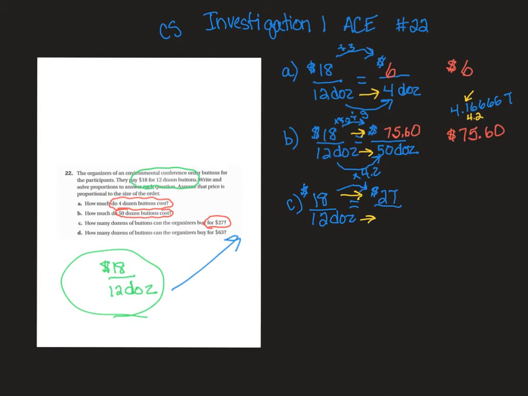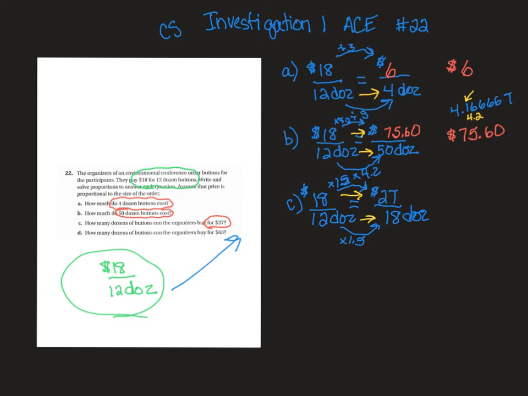And I would put that in my calculator, and that would be 27 divided by 18, and I would get 1.5. So this is times 1 and 1/2. Okay, and if I multiply this times 1.5, I'm going to get 18. 18 dozen. Notice I'm continuing to put down the labels.